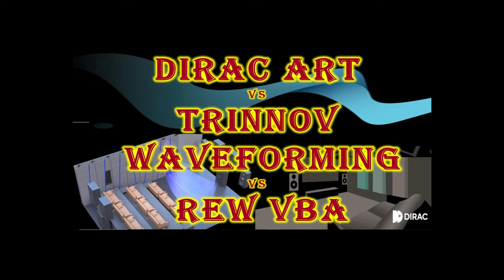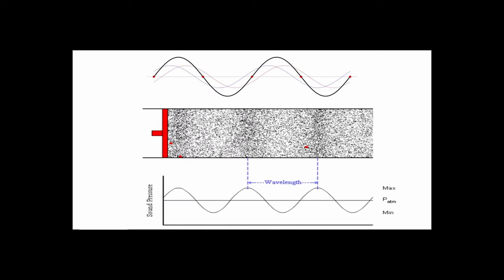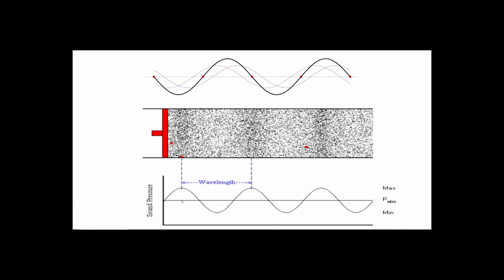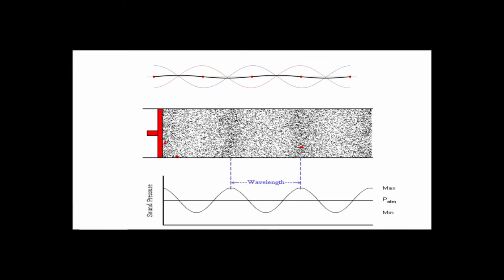Room EQ Wizard. To briefly explain what active room treatment is and why there's a need for it, let's look at what happens after a bass wave leaves the speaker in a room. Here's a sound wave. The wavelength is calculated by dividing the speed of sound by the frequency of the signal. A 20 Hz bass wave has over 17 meters of wavelength.